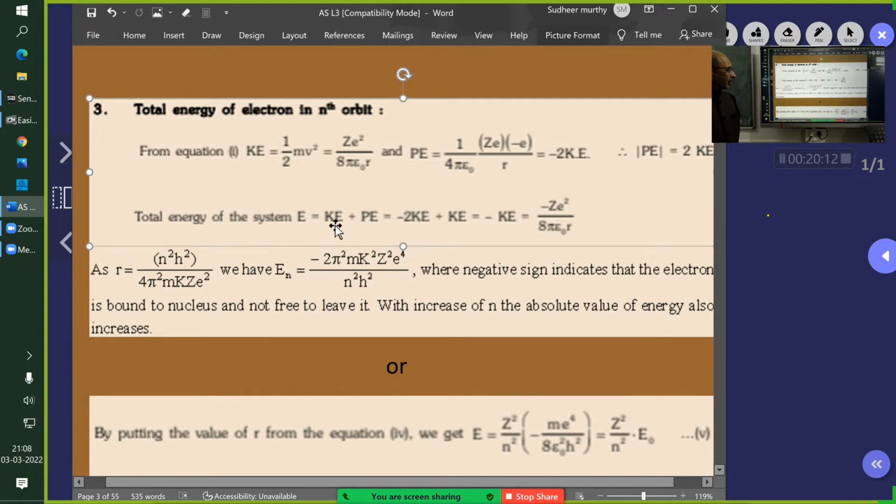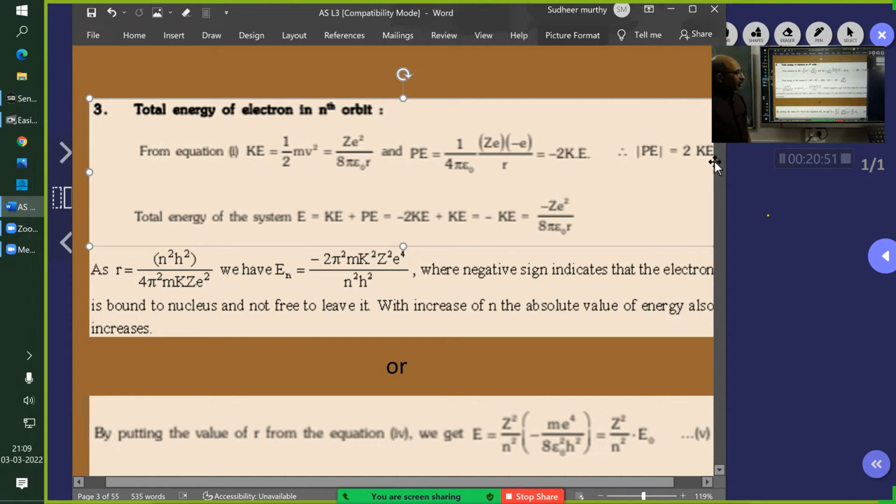So the total energy of the system E is equal to KE plus PE, which is minus 2 KE plus KE, equal to minus KE, equal to minus Ze square by 8 epsilon. I hope you have derived all these things in chemistry, right? It looks humongous, but don't make it very difficult, because from the basic two equations you can derive all this. What is important is the abstractions at the end. These abstractions matter a lot, because they become handy in solving questions very quickly.